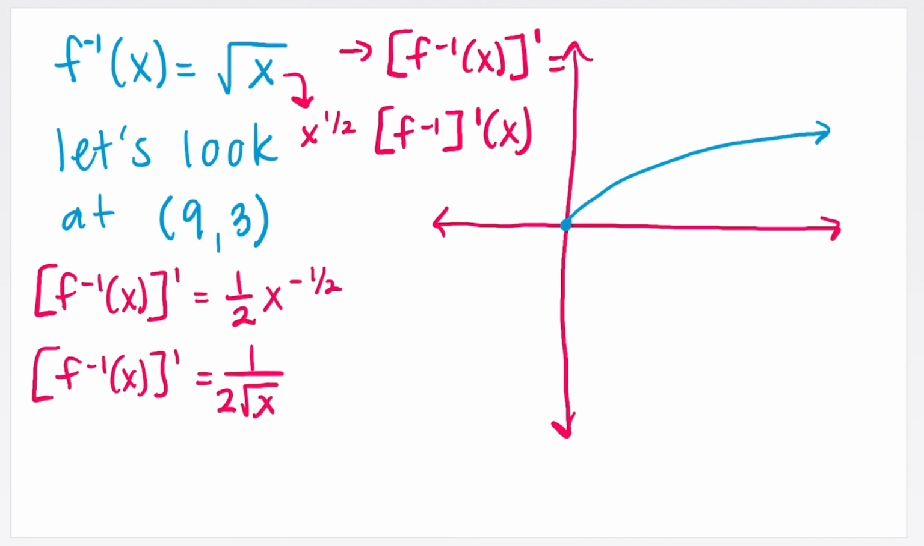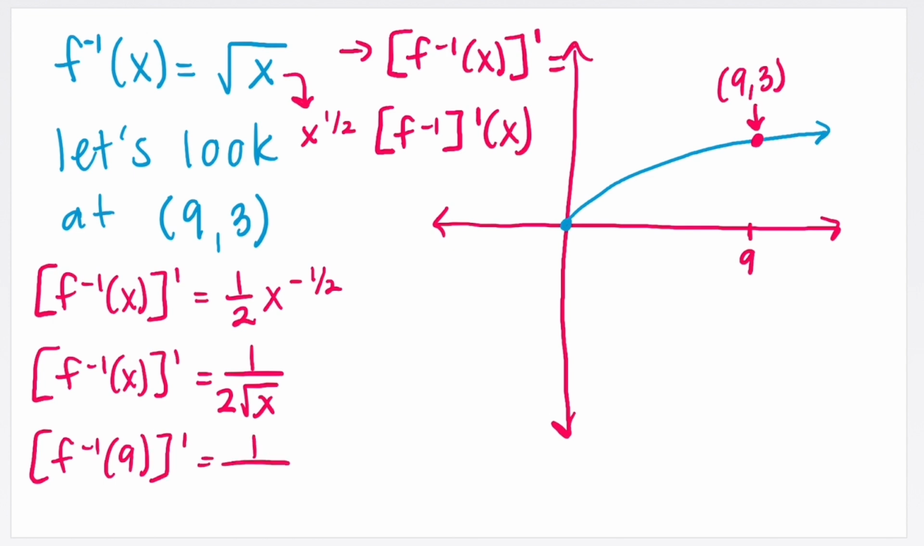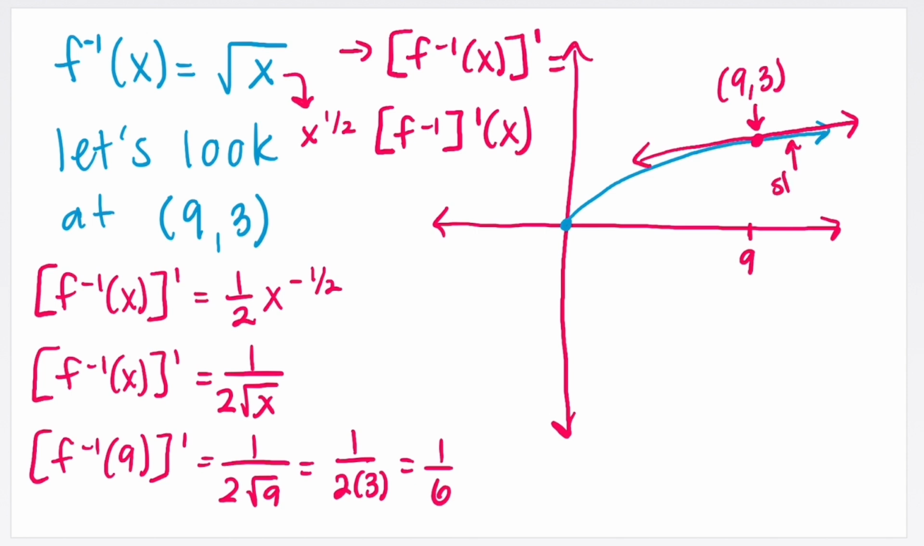And then I'm going to be looking at the point (9, 3). So I'm going to be looking at this point right here. And that means the x value that I'm going to be evaluating this at is going to be 9. So x equals 9. It'll be 1 over 2 times the square root of 9, which will be 1 over 2 times 3, which is going to be 1/6. So the slope of the tangent line at that particular point is going to be 1/6.